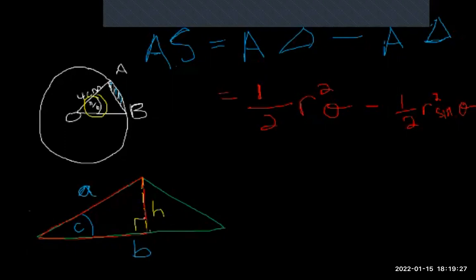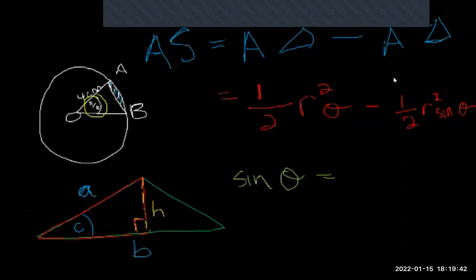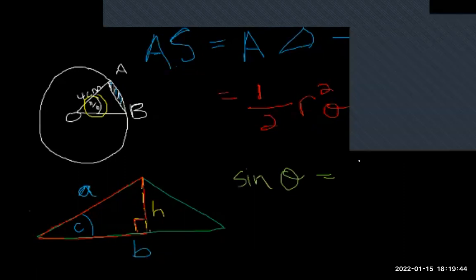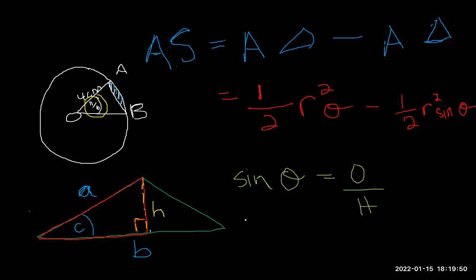What do I mean by trig functions? Sine, cosine, tan. We know that sine of an angle, so sine theta, is the opposite side to the angle over the hypotenuse of the triangle. Following that so far? This is just basic trig, right? Sine is opposite over hypotenuse.